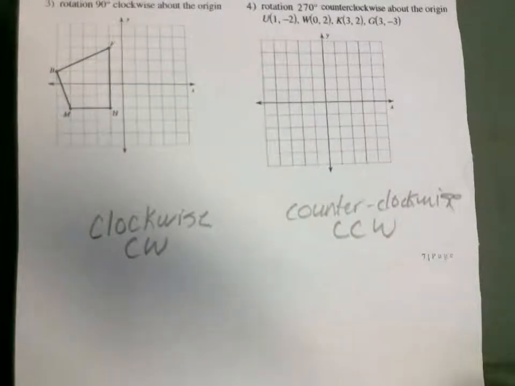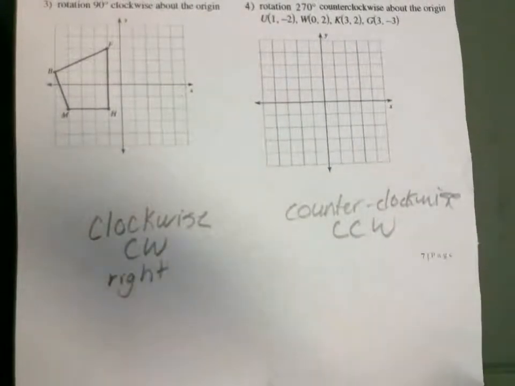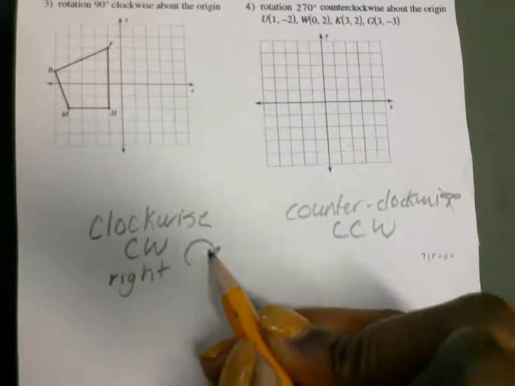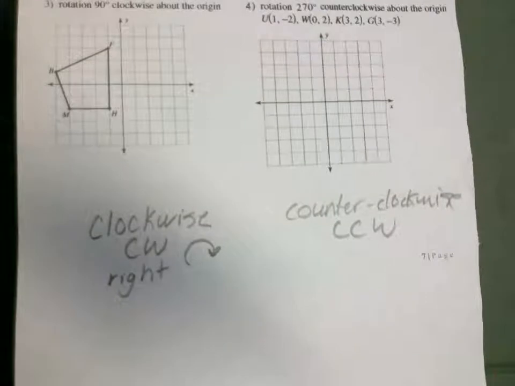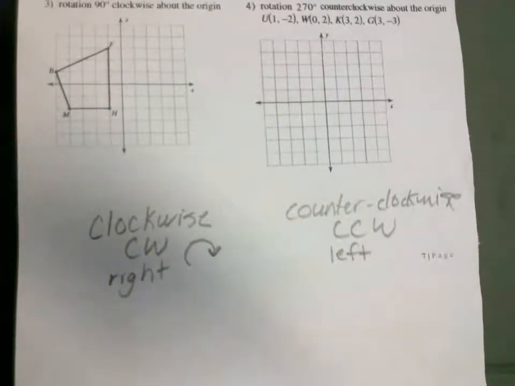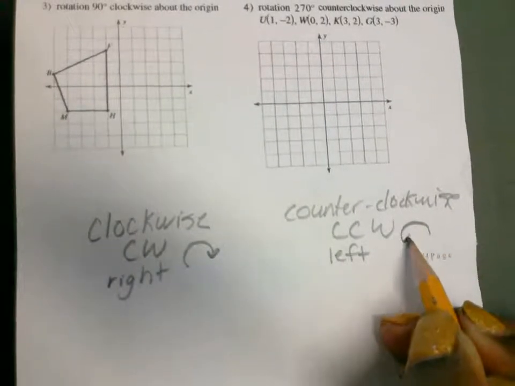Okay? If they say clockwise, that means you're going to turn it to the right. Turning to the right is going this way. If it says counterclockwise, you're turning it to the left. And going to the left is this way.